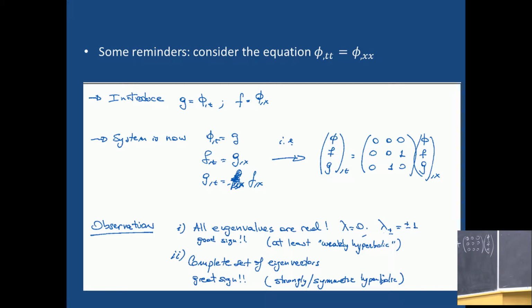And then somehow you need to pause and decide how you're going to take the next step, because if you just take it blindly, put it in the computer, things will just blow up in your head. The other great thing, not only is it the case that these eigenvalues are real, there is a complete set of eigenvectors. So now this at least is telling you you're better than weakly hyperbolic. You are perhaps strongly or symmetric hyperbolic. And this is as good as it can get, especially in a system that is not linear, especially in a system that has lower order terms.